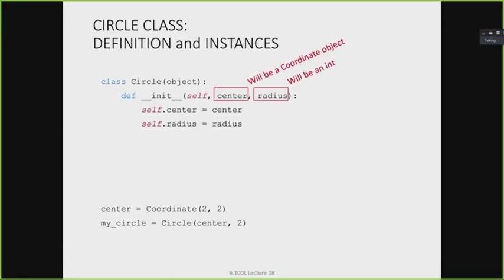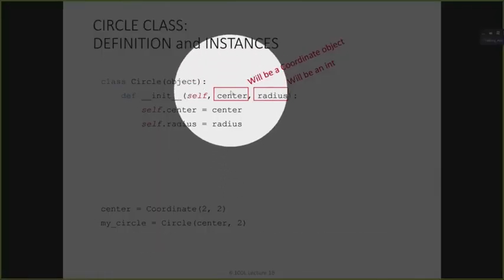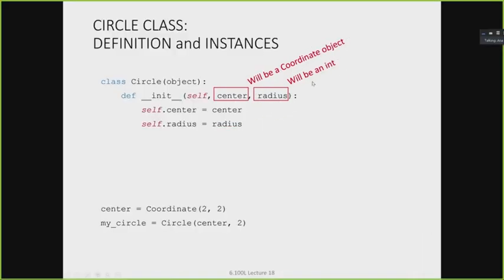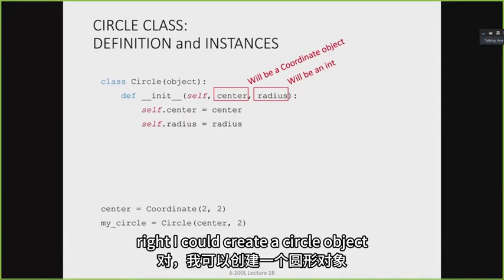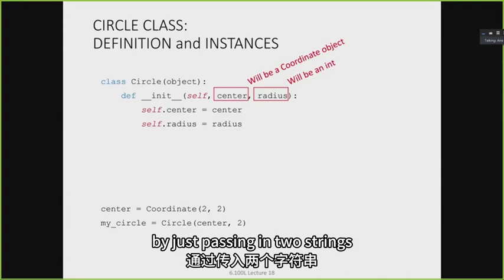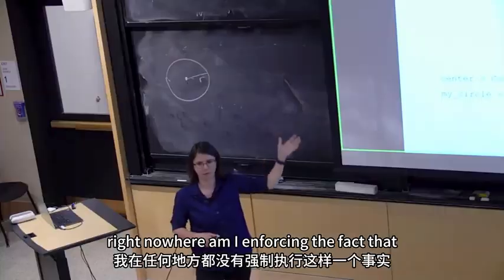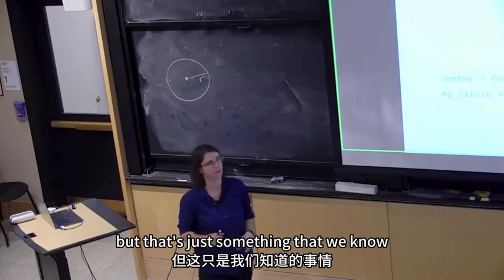What I'd like to say is that this center parameter will be a coordinate object, and radius will be an int. Now, notice in this code, I'm not actually enforcing this. I could create a circle object by just passing in two strings. At this point, this code doesn't care. Nowhere am I enforcing the fact that center is a coordinate and radius is an int, but that's just something that we know.